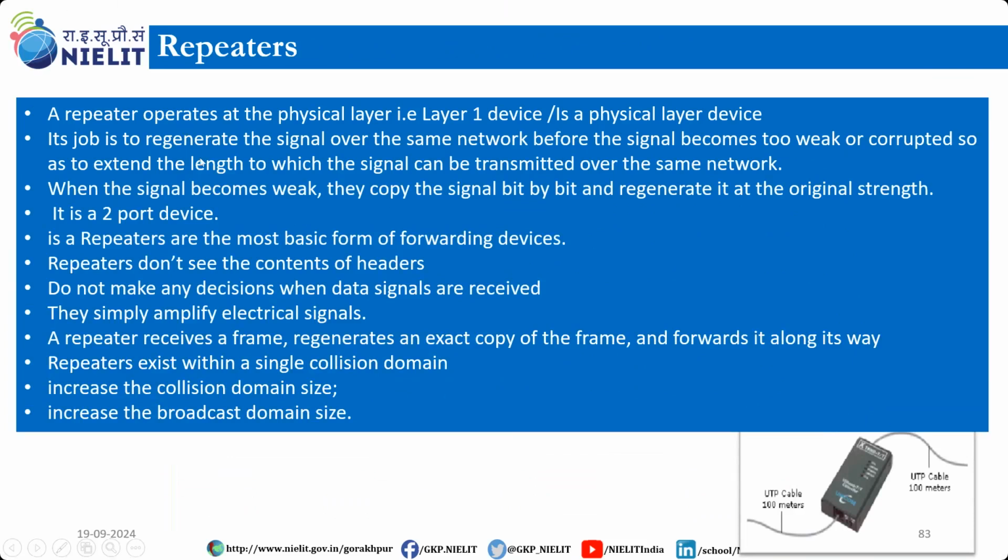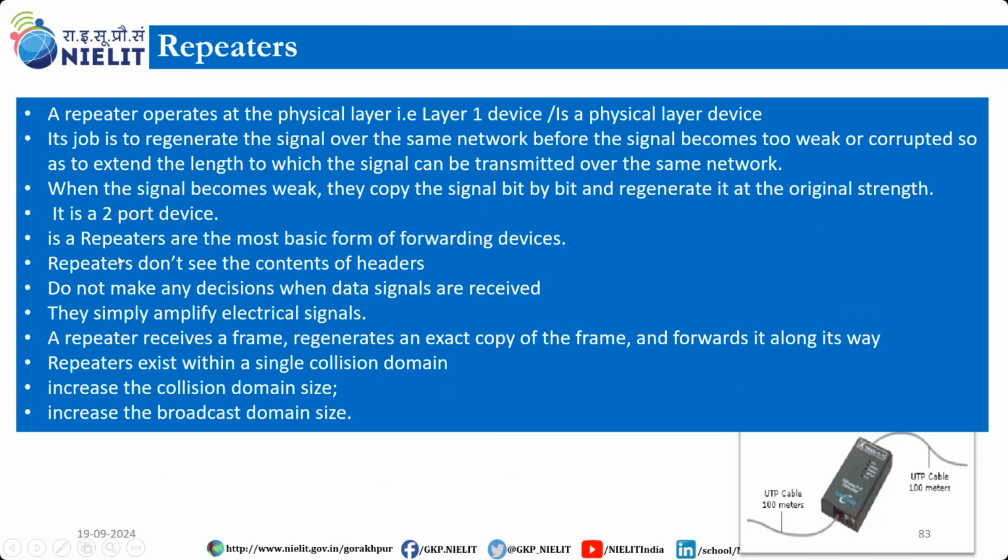A repeater is mainly used for regenerating the signal to make it strong, comparable to the original signal. When the signal becomes weak, it copies the signal bit by bit and regenerates it at the original strength level. Any repeater has only two ports: one port is for incoming signal and the second port is for the regenerated signal for further forward propagation.